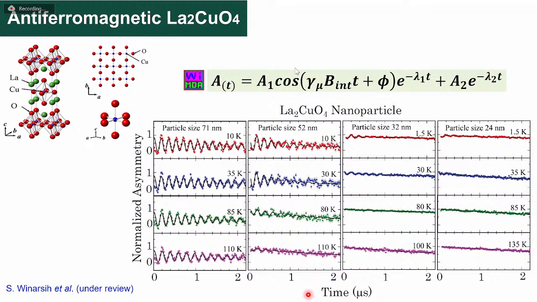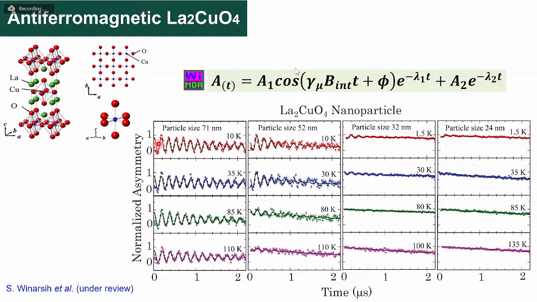So this is an example of μSR time spectra in our sample, in antiferromagnetic La2CuO4. La2CuO4 has an orthorhombic crystal structure, with the copper atom surrounded by 6 oxygen atoms. And we varied the particle size from 71 nanometers down to 24 nanometers to investigate the nanosize effect in the antiferromagnet. Let's focus on the 71 nanometer.